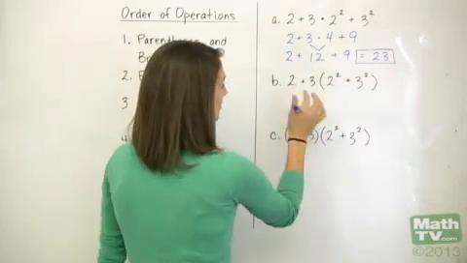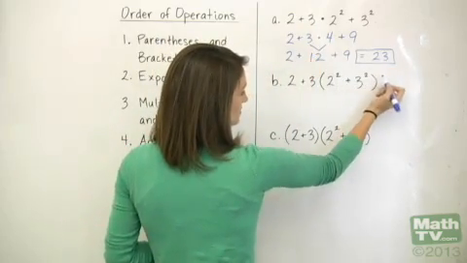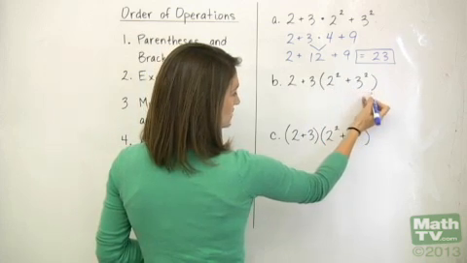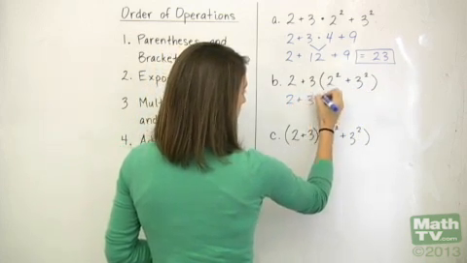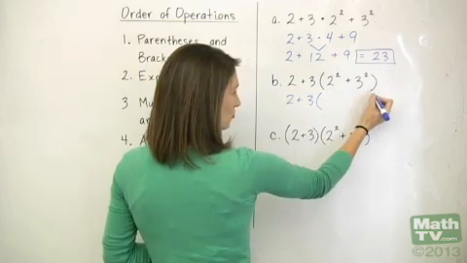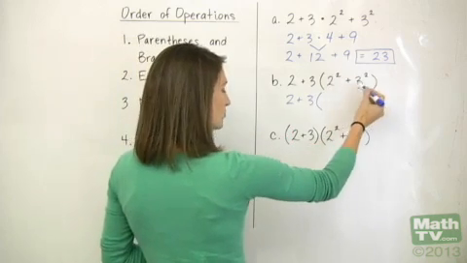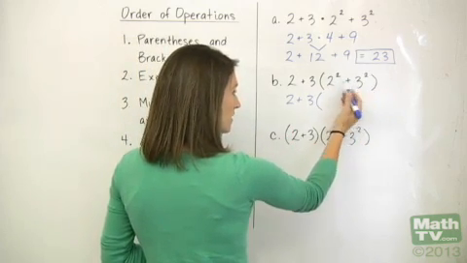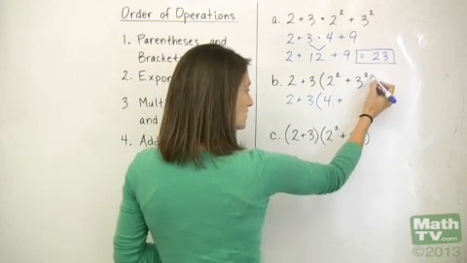The second problem here, we have 2 plus 3 times the quantity 2 squared plus 3 squared. So we're going to look inside our parentheses first and work this math. So we have 2 plus 3, we're not going to work with that just yet, inside our parentheses. Then we can use our order of operations within these parentheses, and we're going to work our exponents before we find the sum. So we find 2 squared, which is 4, plus 3 squared, which is 9.